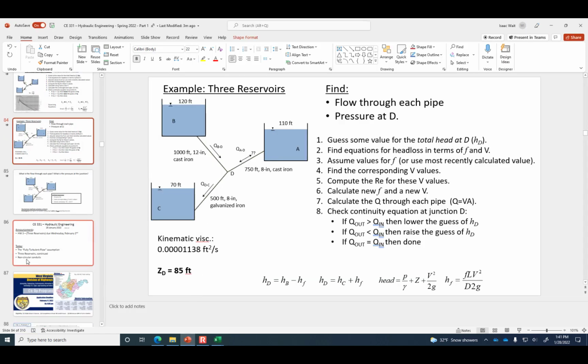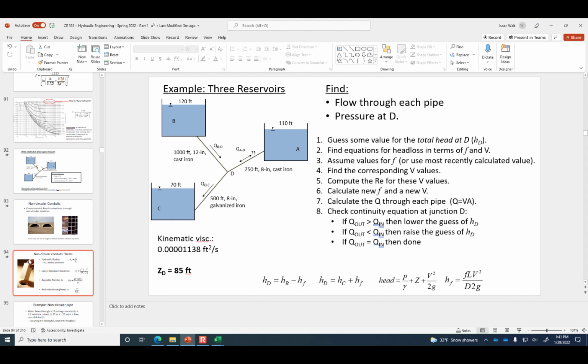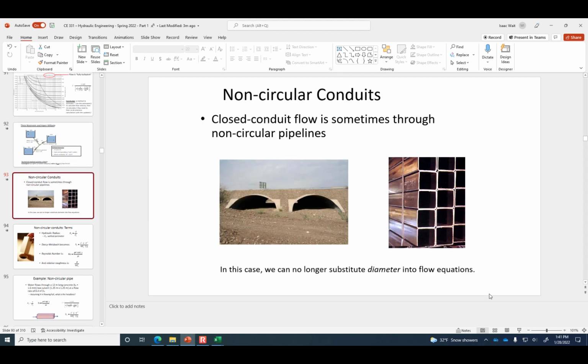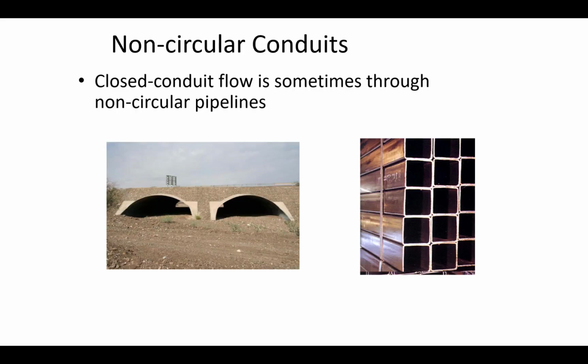But before we go our separate ways, let's just briefly talk about non-circular conduits and how we can handle the situation when it's not always going to be a circular pipe that water's flowing through. You can see that culverts are often non-circular in shape. Occasionally there may be square profile shapes that water's flowing through in tight spaces if you're trying to maximize the flow area.